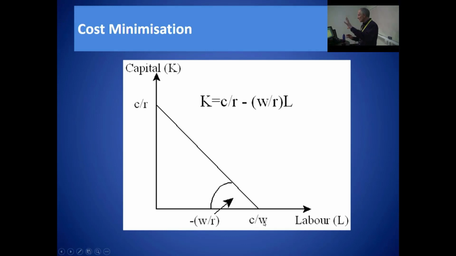Total cost divided by the unit price of labour. So there, we've got cost divided by the price of capital, and cost divided by the price of labour. And what's the slope of that isocost line? It's minus, so it slopes downwards from left to right, W over R. That is the ratio of the price of labour to the price of capital.